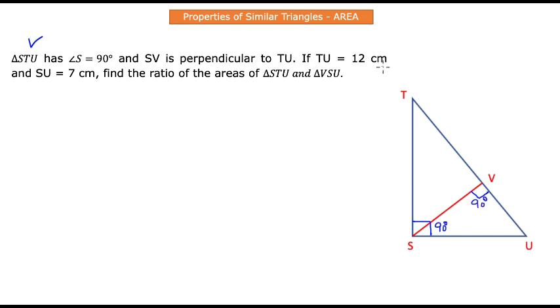If TU is 12 centimeter, which is my first diagonal, so that is 12 centimeter, and then the length SU is 7 centimeter. So this is 7 centimeter. Find the ratio of the areas of triangle STU to triangle VSU. So we need to find the ratio of the areas of two triangles. So area 1 is triangle STU divided by area 2, that is of triangle VSU.